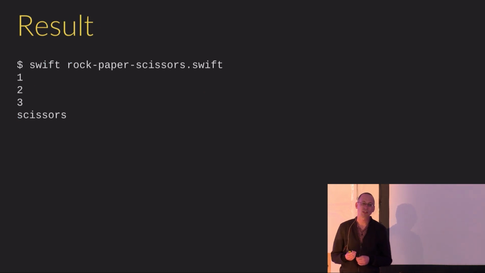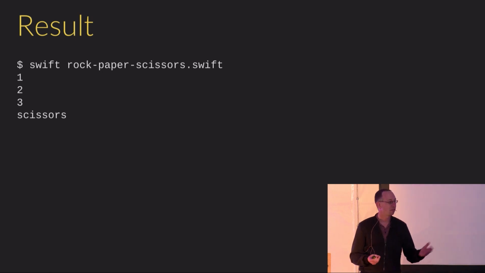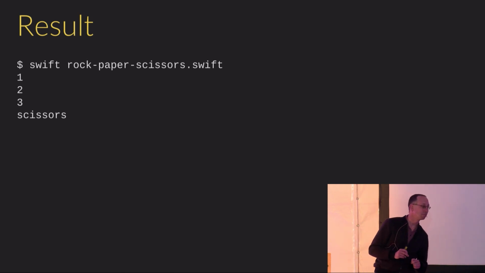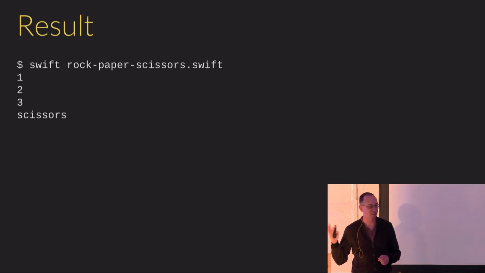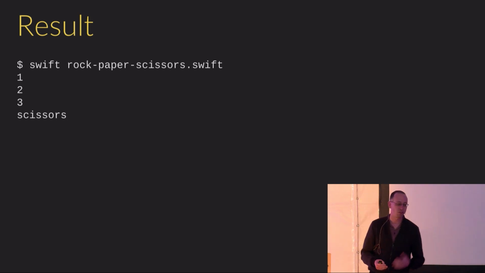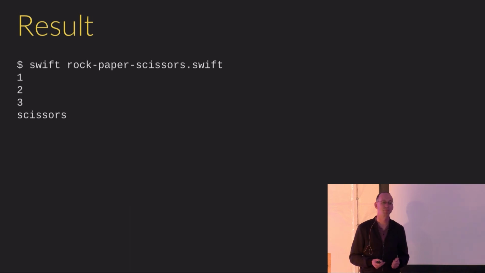This is how we run it on the command line. Keyword is swift, that's the name of the compiler. Pass in the Swift file, and it will execute it directly. So swift rock-paper-scissors.swift, and it'll immediately execute 1, 2, 3, scissors, in this particular case. We have that. Right.